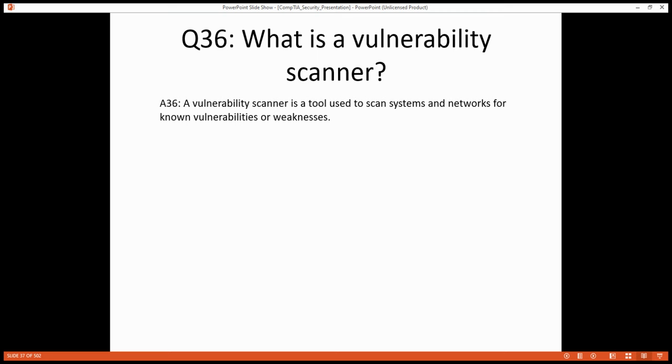Q36. What is a vulnerability scanner? A36. A vulnerability scanner is a tool used to scan systems and networks for known vulnerabilities or weaknesses.